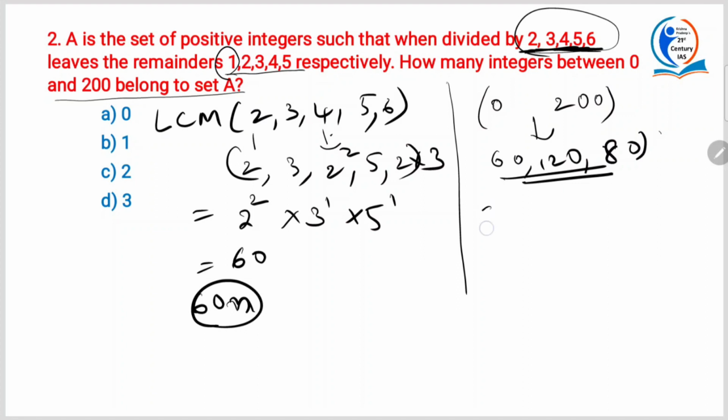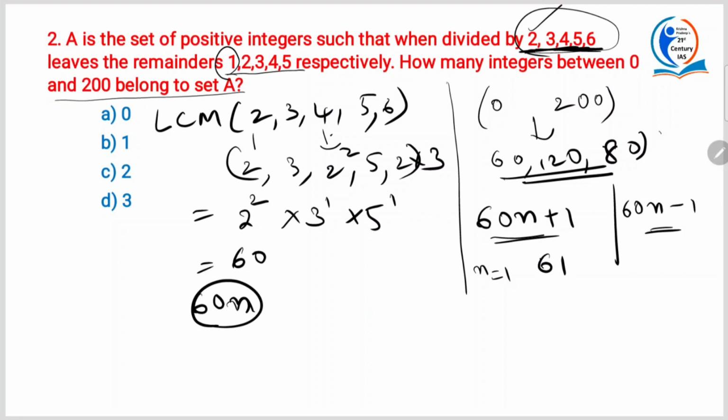So the number can be 60n plus 1 or 60n minus 1. Now we'll see which is the correct number. Okay, so 60n plus 1. For n is equal to 1, this will become 61. This will satisfy this, which when divided by 2 will leave the remainder 1.